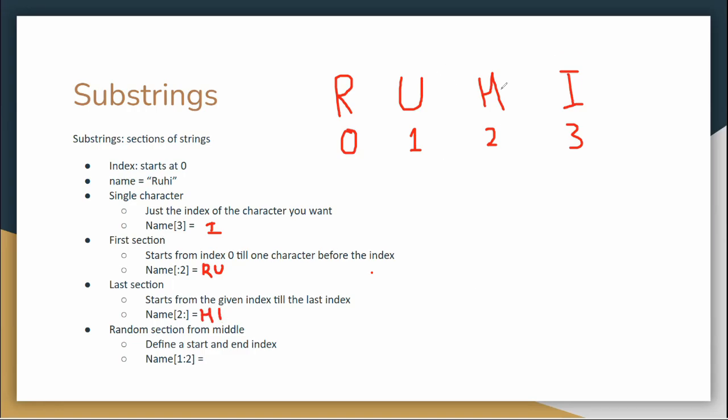But if you want just a random section from the middle of your word, then you're going to have to define both the starting and ending index. So over here, I've defined my starting index as 1 and my ending index as 2. So again, the starting index is included, so U will be included in my substring, but ending index is not included. So it'll go right to the character before my ending index, which is still U. So this entire substring will just be U.